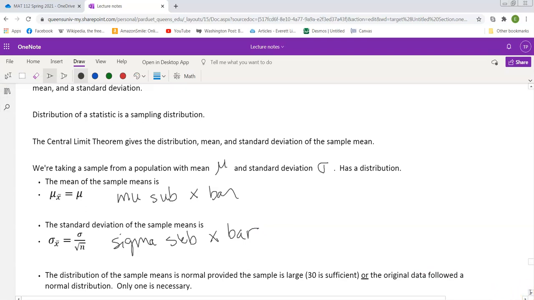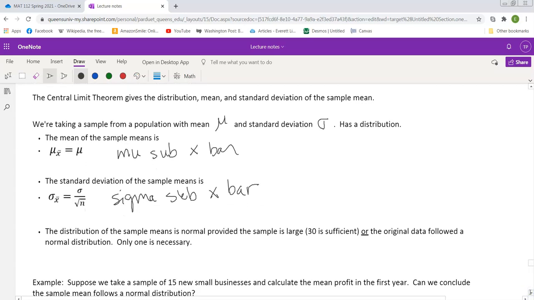So that's the first two parts of the central limit theorem. The third part, and this is really powerful for us, it may not sound like it at first, but the distribution of the sample means is normal. So it follows a normal distribution, provided one of these two things is true. Provided the sample is large, and as long as you have about 30 or more, that's considered large. And I'll explain to you why here in a couple of weeks.